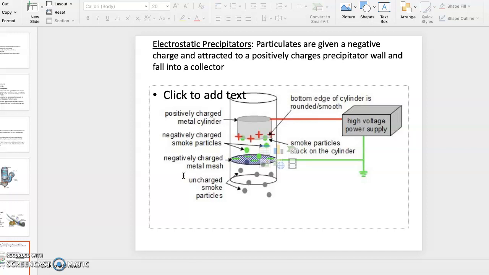Electrostatic precipitators. This is going to be for particulates. They're given a negative charge and attracted to a positive charge, and they fall into a collector. So again, if you want to pause and look at that diagram to get a better understanding, you can.